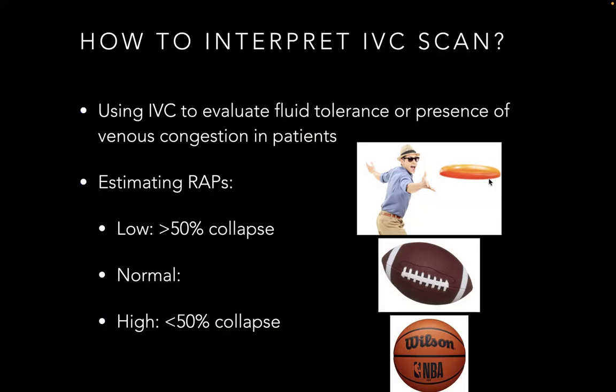By grouping these IVCs into these three categories, you can very easily estimate right atrial pressures. A frisbee, low right atrial pressures. This is someone who is likely more volume responsive, so someone who might be able to tolerate some fluids, versus someone with very high right atrial pressures and less than 50% collapse of the walls. This is someone that's less volume responsive or less volume tolerant. And then somewhere in the middle is somewhere in the middle.